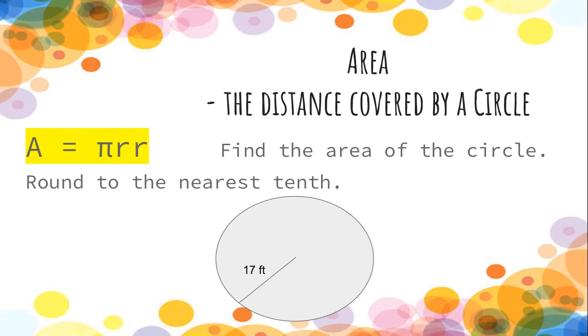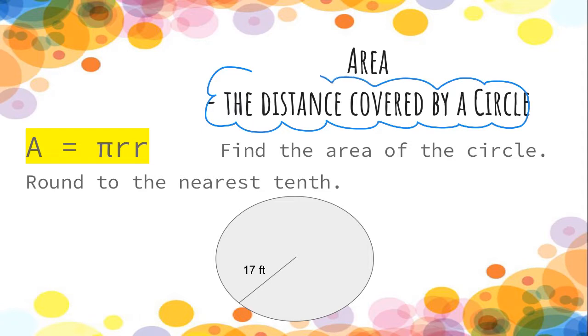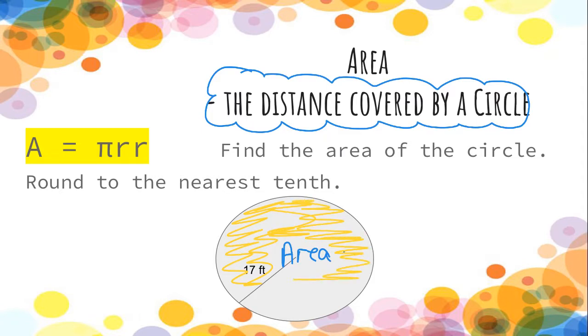All right, so let's get into area. We have another definition. The distance covered by a circle. So if you were to draw a picture, the area would be all of this inside of here. So I'm going to give you a second to write your definition and draw your picture before we come back and we calculate. So pause me and do that, and then come back when you're ready for calculations.